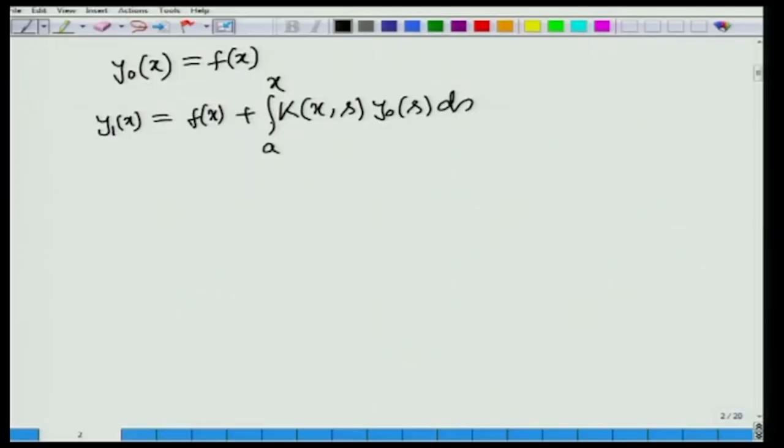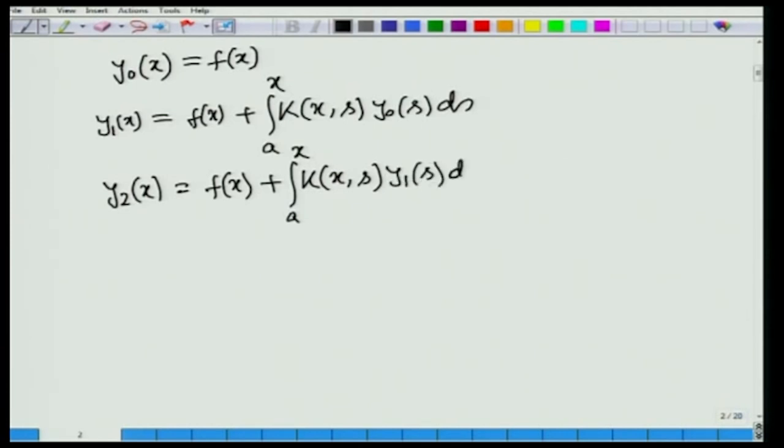So, therefore, the integral from a to x of k(x, s) y_0(s) ds is integrable. After integration, f(x) plus this integral produces another continuous function, which is defined over the interval [a, b], where x ranges from a to b. And using this first approximation y_1, similarly, we can calculate y_2(x), this is equal to, using the result, f(x) plus the integral from a to x of k(x, s) y_1(s) ds.